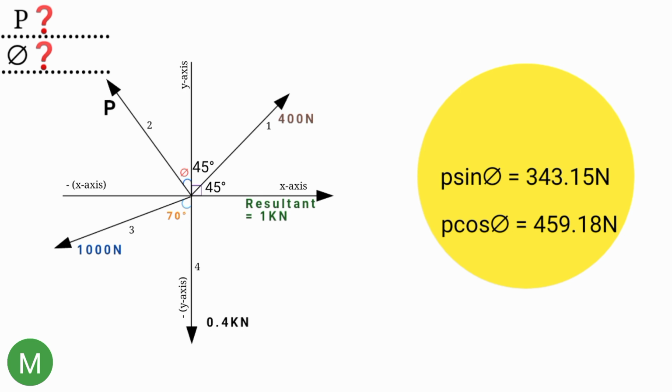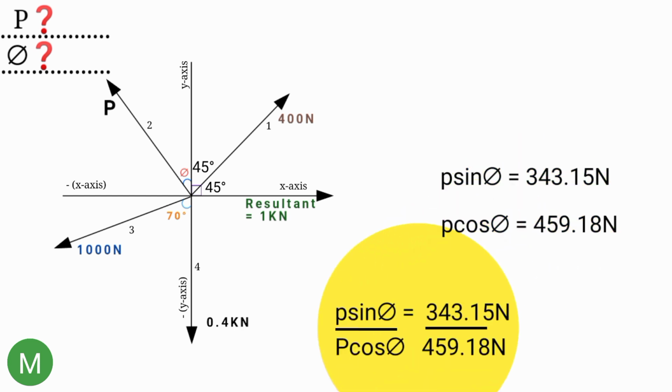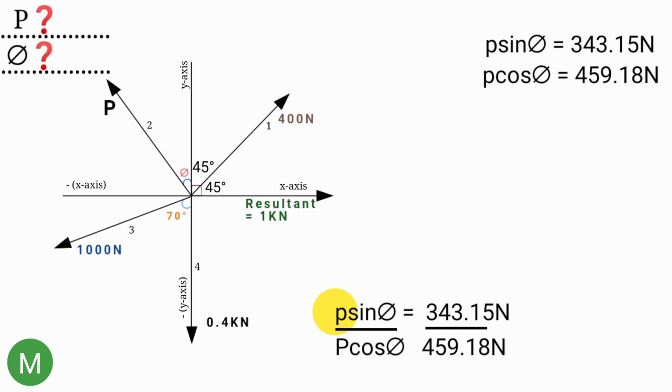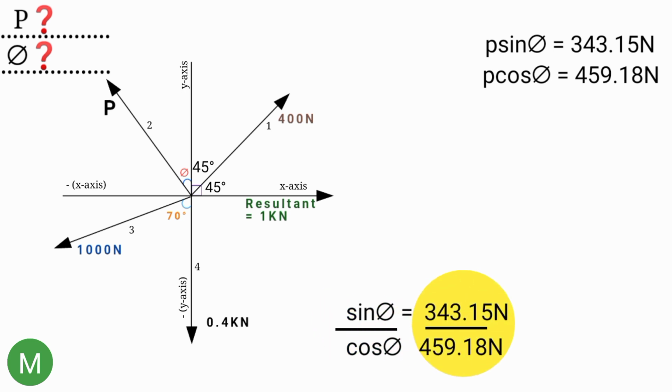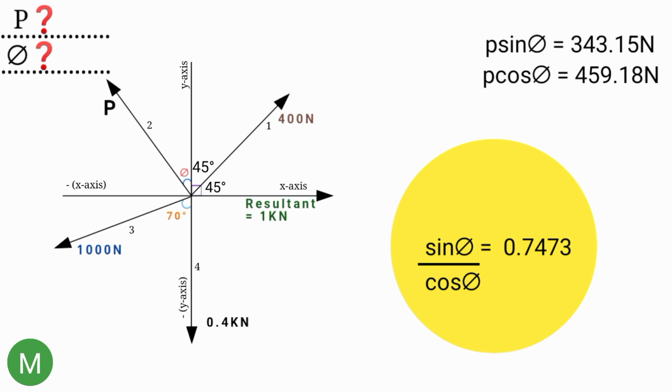So how can we solve for P and theta now? We can solve the two equations simultaneously by dividing this equation here by the second one here. Now dividing, we have P sine theta over P cos theta equal to 343.15 newton over 459.18 newton. Here, this P cancels this P here, and here 343.15 newton over 459.18 newton is 0.7473. So sine theta over cos theta equal to 0.7473.